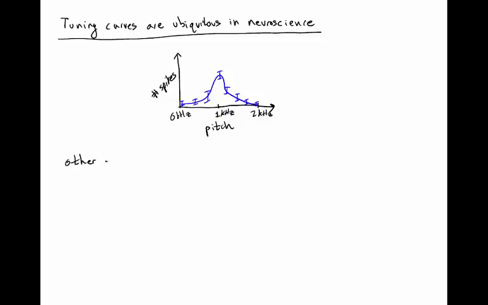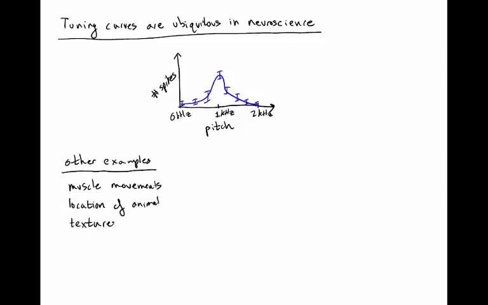Other examples of quantities neurons have been found to be tuned to in the brain are specific muscle movements, the location of an animal in a room, or specific textures that an animal is touching. And so tuning curves are really just these concise little graphical pictures that have a lot of information about what a neuron is doing, and they allow us to not really worry so much about the complicated network that surrounds it. And this is what makes them one of the most common and fundamental tools in neuroscience.